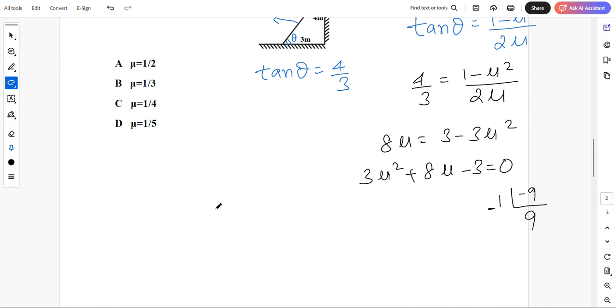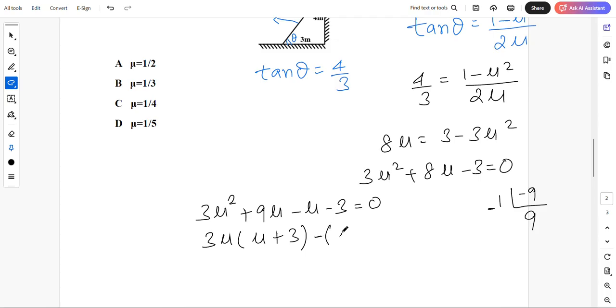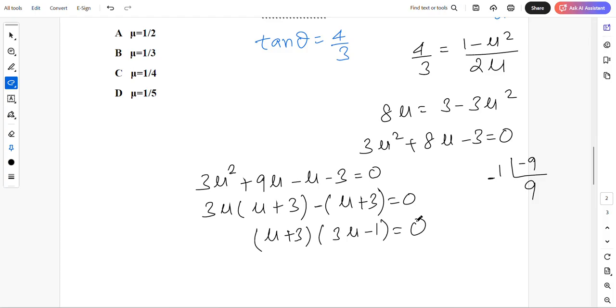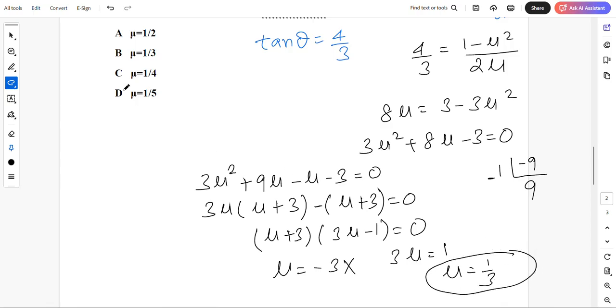Now you are supposed to simplify this quadratic equation. 3 mu square plus 9 mu minus mu minus 3 is equal to 0. 3 mu I will take common, (mu plus 3), minus I will take common, (mu plus 3) is equal to 0. Mu plus 3 you can take common, (3 mu minus 1) is equal to 0. Mu is equal to minus 3, omit this one. 3 mu is equal to 1, mu is equal to 1 by 3 is the right answer.